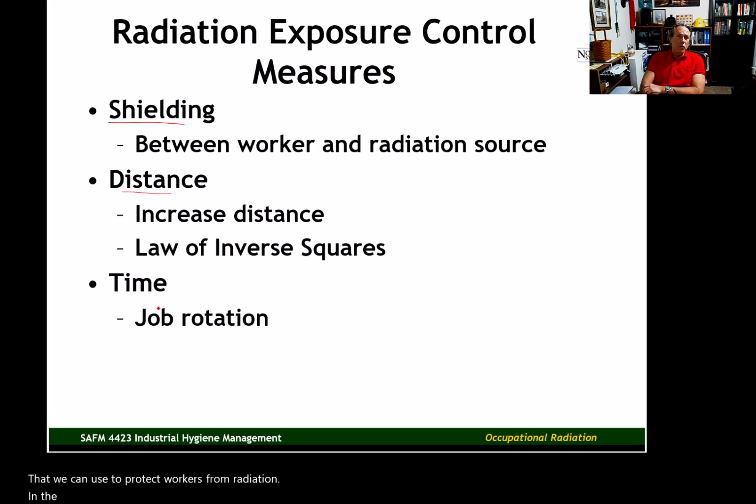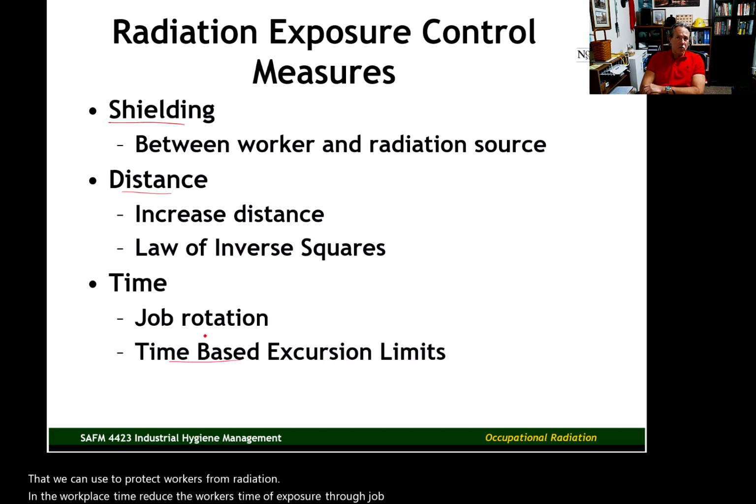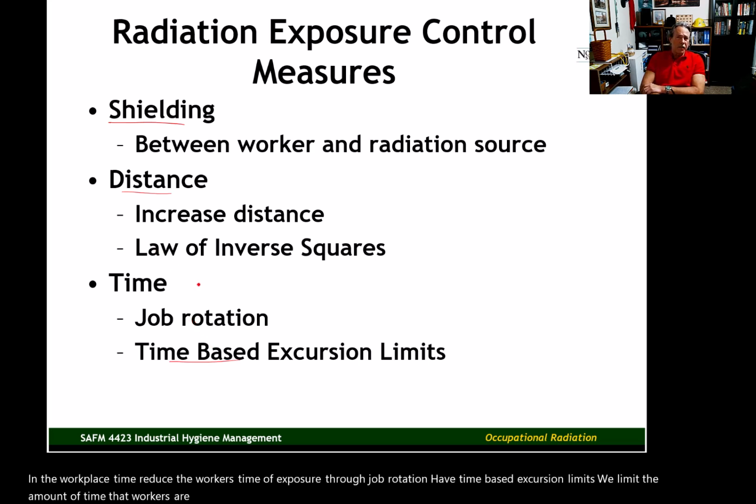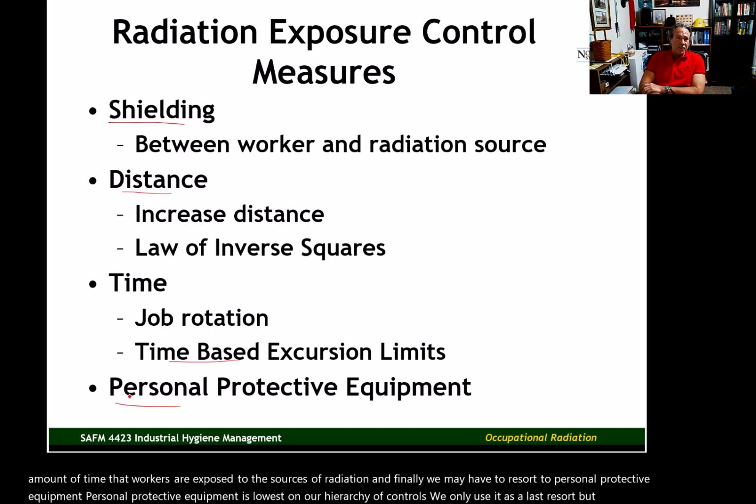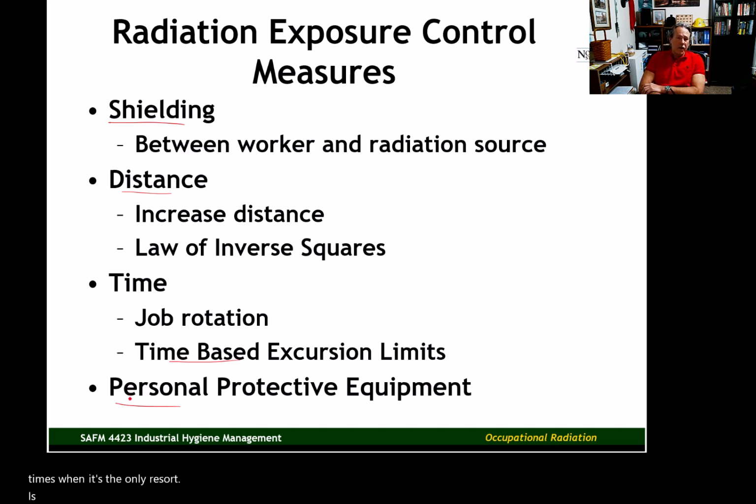Time: reduce the worker's time of exposure through job rotation, have time-based excursion limits. We limit the amount of time that workers are exposed to these sources of radiation. And finally, we may have to resort to personal protective equipment. Personal protective equipment is lowest on our hierarchy of controls. We only use it as a last resort, but there are times when it's the only resort. That's the only option we have. We're going to talk a little bit about each of these, just very briefly, as we talk about controlling exposure to radiation.